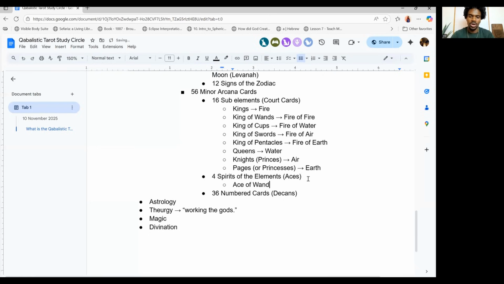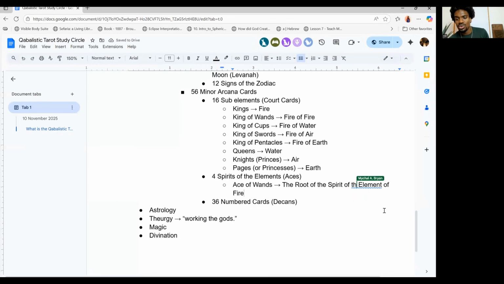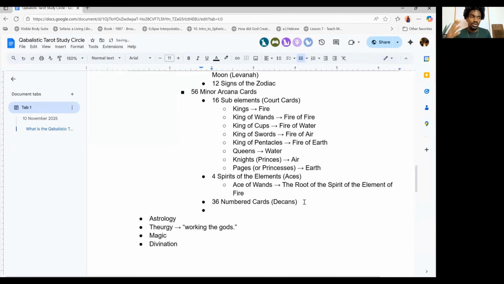The Ace of Wands is called esoterically the root of the spirit of the element of fire. The aces represent the purest expression of the element possible. And then we get into the dirty expressions of the elements, or the mixed or commingled expressions of the elements, which are now our 36 numbered cards, our Decanic cards, in which, for example, which card can I talk about?